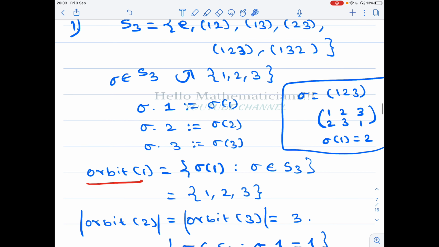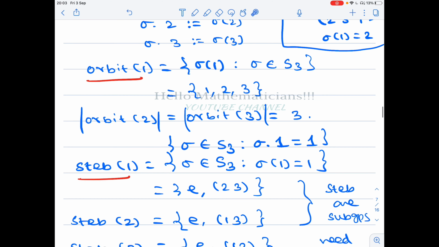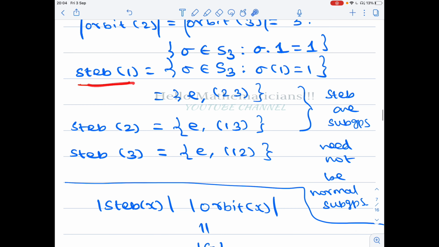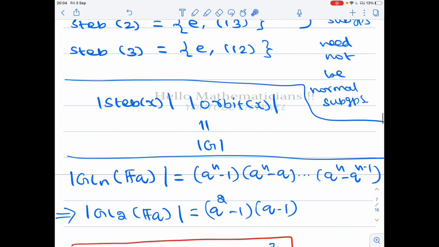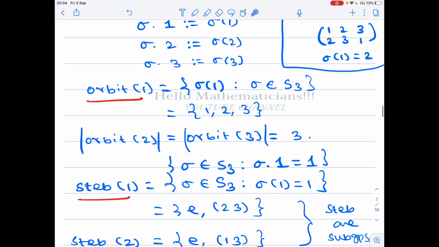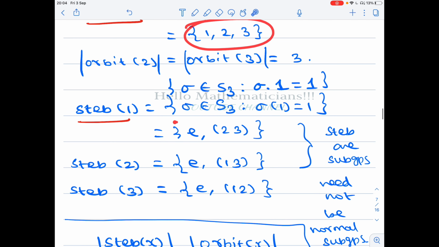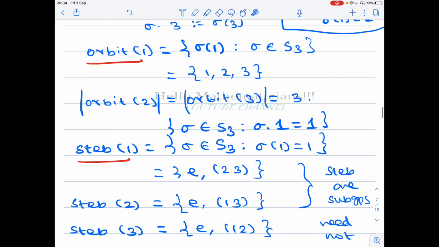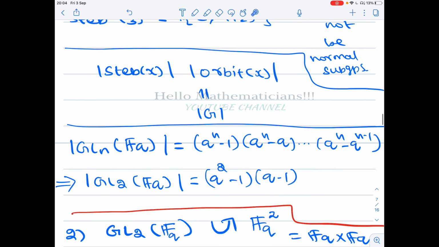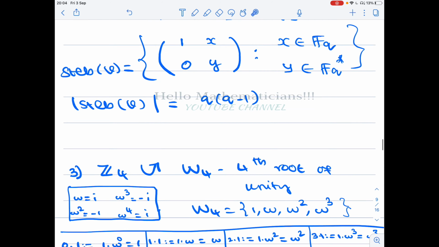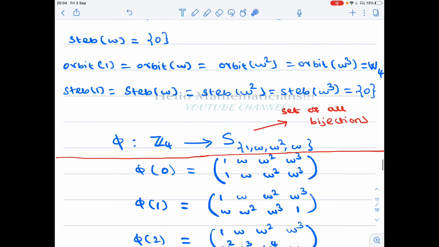So we have calculated the stabilizer and orbit of all the elements. What we are observing is that the orbit of 1 has 3 elements, and the stabilizer of 1 has 2 elements. If you multiply the cardinality of the stabilizer and the cardinality of the orbit for any element, you get the cardinality of the group, which is 6. Note that this is 3 and this is 2, 3 into 2 is 6. Again, all the stabilizers have order 2, all the orbits have order 3, and the product is 6. Similarly, I have a couple more examples.